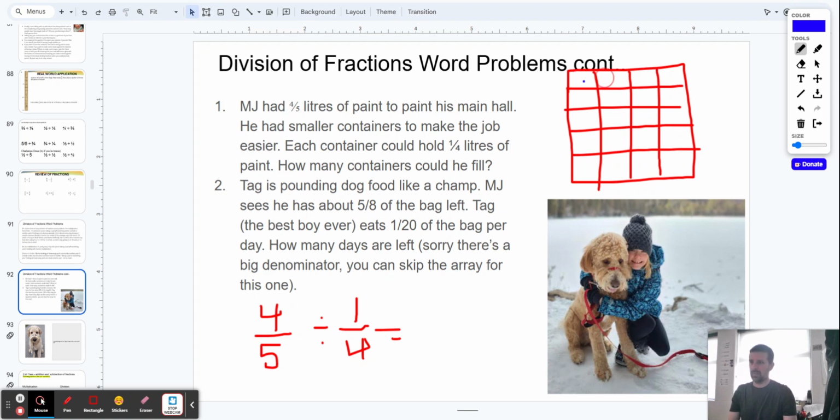So my fifths went this way. So this would be 1/5, 2/5, right? 2 of the 5 are full. 3 out of the 5, 3/5. And 4/5. Okay, so there's the start of the story. We had 4/5.